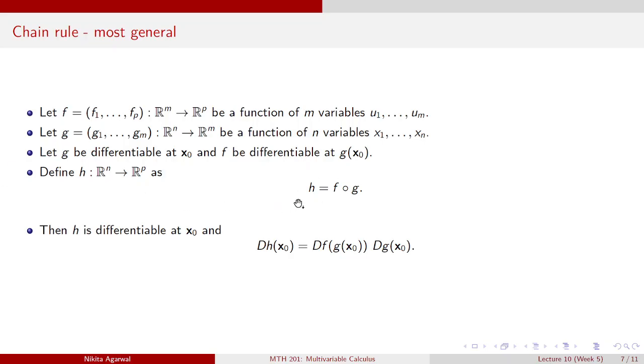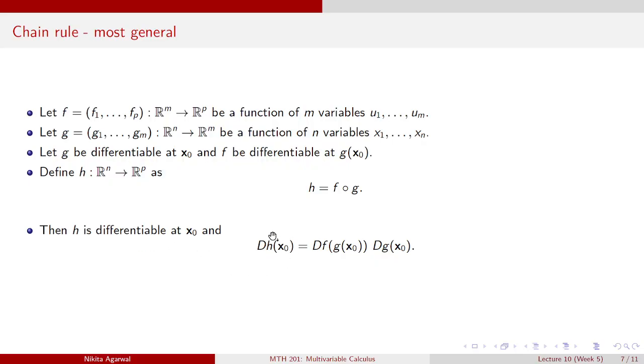Then this function h is differentiable at x naught, and the derivative matrix of h at x naught is nothing but the product of the derivative matrix of f at g of x naught times the derivative matrix of g at x naught. The order is the same, it's just that instead of the derivative you have the matrix. Now what is the size of Dh? It's p cross n, right? Last time I told you that it's like linear algebra, linear transformations.